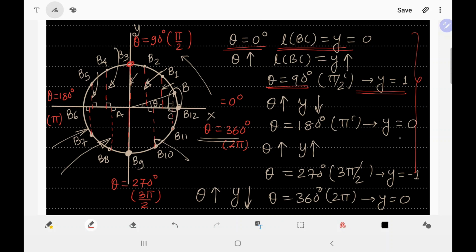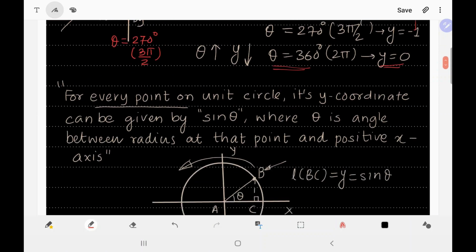It becomes 0 when theta becomes 180 degrees. It again becomes -1 when theta is 270 degrees, and comes back to 0 at theta equal to 360 degrees. We also concluded that if we move point B beyond theta equal to 360 degrees, this whole cycle will be repeated. That means the value of sine theta swings or lies between -1 and +1.